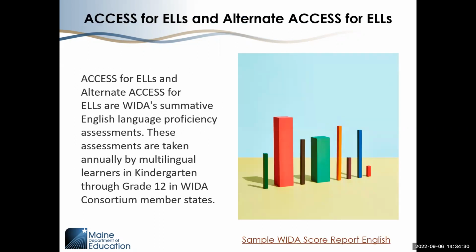Once a student is identified as a multilingual learner, they will participate annually in the ACCESS for ELLs or the Alternate ACCESS ELP assessment. The ACCESS for ELLs is a state and federally required assessment administered to all Maine multilingual learners each year during the designated testing window. It provides information about students' ELP in the domains of listening, speaking, reading and writing within social and academic language tasks. At the bottom of this slide, you see a link to a sample score report to give you an idea of what information is available through the ACCESS results.